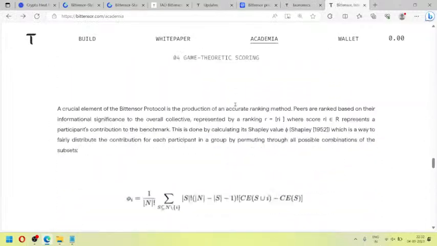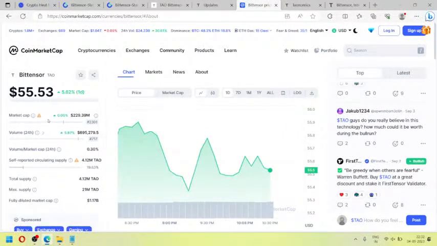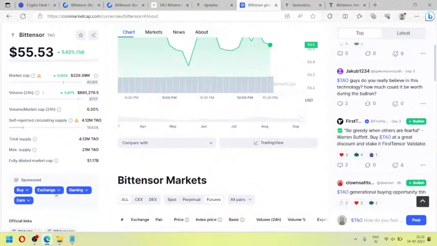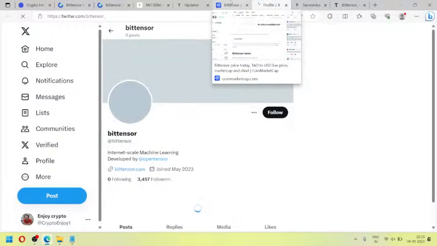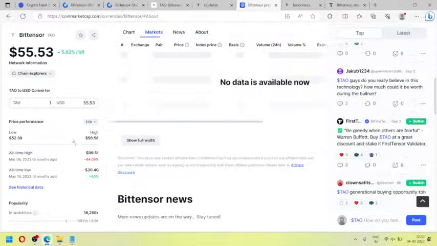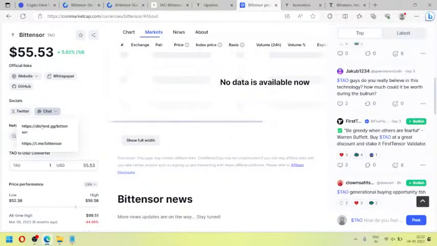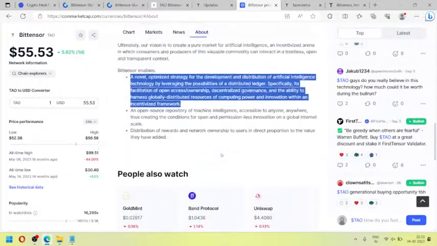And here also we can see full details about the Bittensor, and the Bittensor price is 55.53 USDT. And you can see where this Bittensor is available, everything you can get details. Bittensor does not have any Twitter followers and chat, Discord. Looks like they are just starting newly.